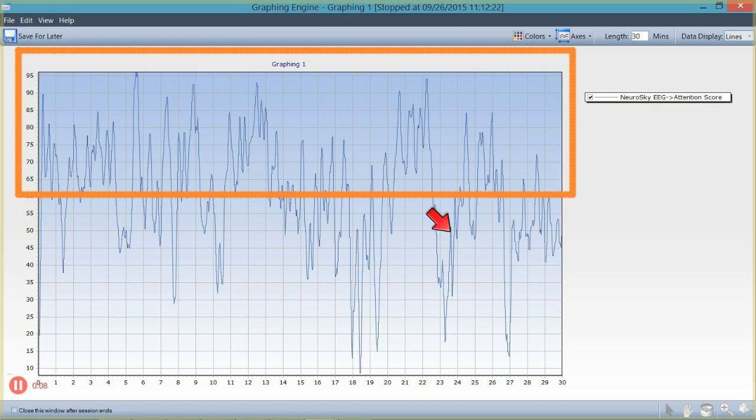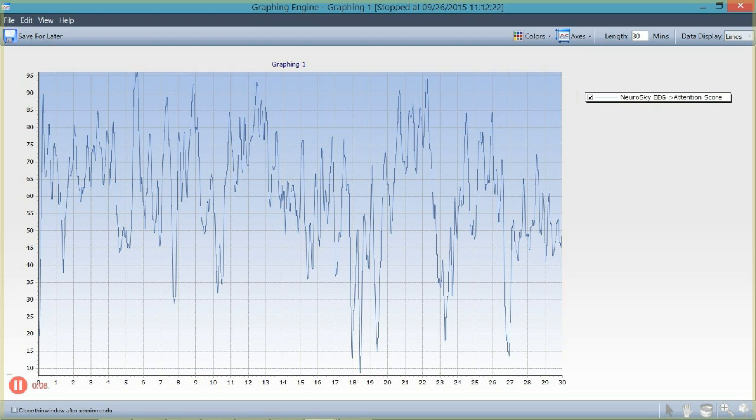All right, so that's the attention values and how to see them on the graph and what we end up with there. So it's good data to get. And this was a good session. And let's compare now. Let's look at the EEG readings.